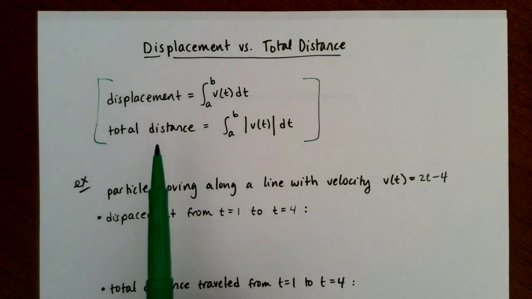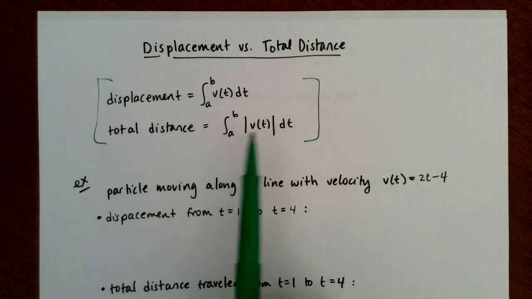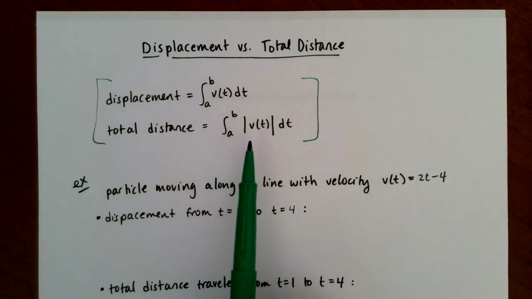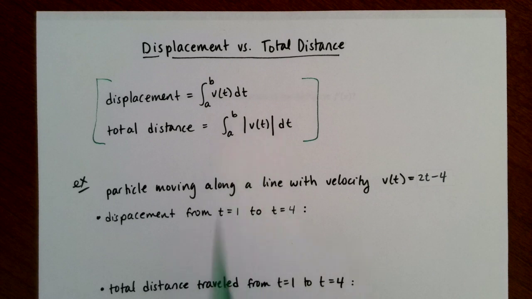Total distance doesn't have that same issue, right? So we're still integrating the velocity function, but these absolute values are implying we need every single inch or mile or meter or whatever we're measuring it in to count as positive velocity, so that it all adds up and none of it cancels out. All right, so let's see this in a couple of examples.